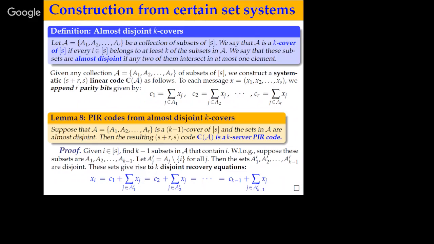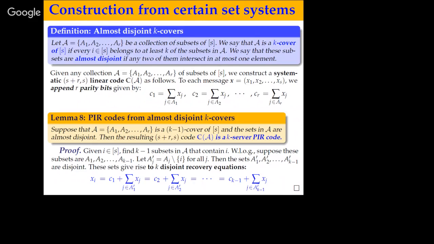Well, you give me I. For every such I, I need to give you k disjoint recovery sets, okay? So here, you give me I, I will find, this is a k minus 1 cover. So I can find k minus 1 of these subsets that will contain I. Okay, that's by definition. All right, so let's just say these are the first k minus 1.